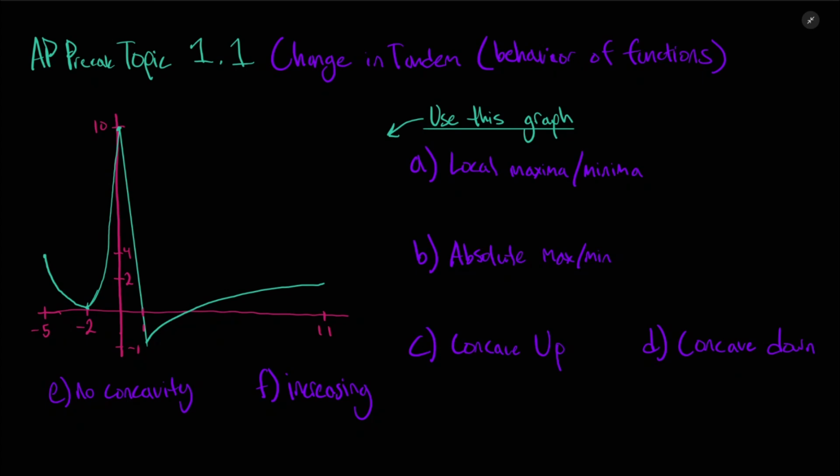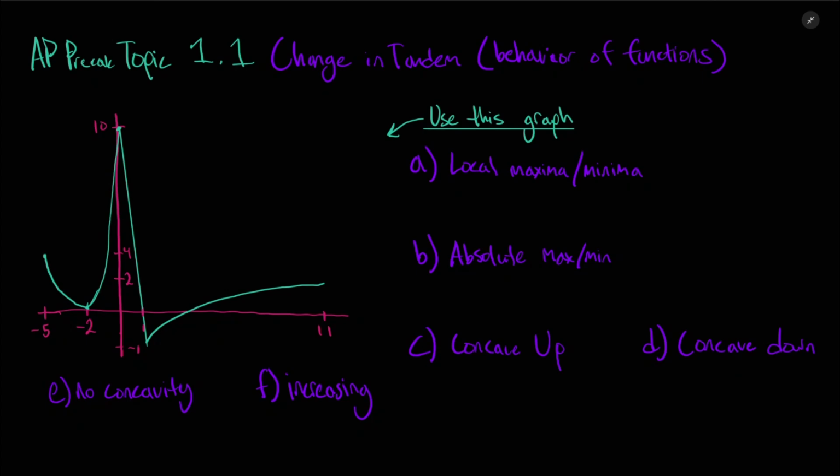So, first unit, topic 1.1, changes in tandem. Honestly, super easy unit. Let's just get right into it. It's pretty straightforward what we got here. We have a graph here on the left side of the screen, and it's looking a little weird. It's doing a lot of random stuff.